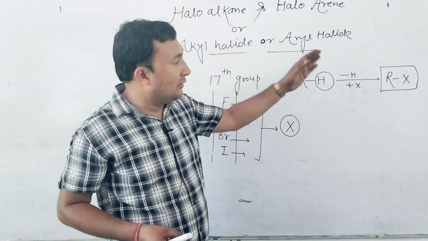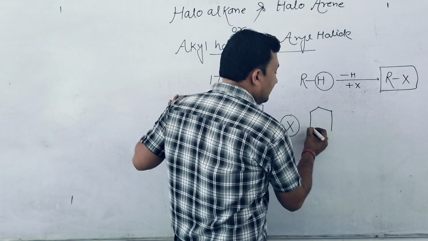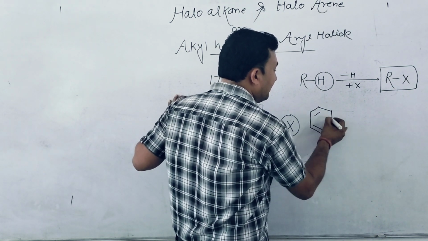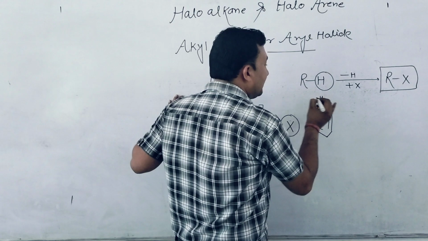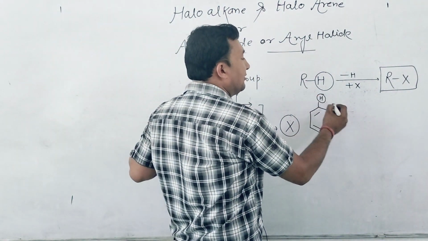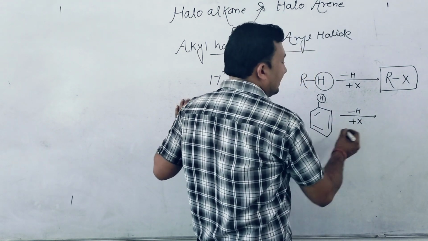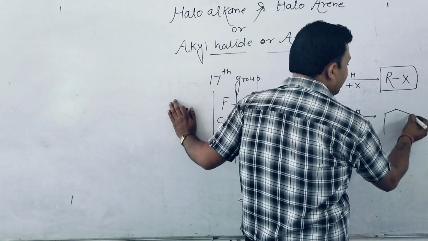And if halogen is attached to an aromatic ring, for example, benzene as a prominent example. Suppose we indicate hydrogen over here, and in this particular condition this hydrogen is removed and halogen replaces it, then we will get this kind of situation.